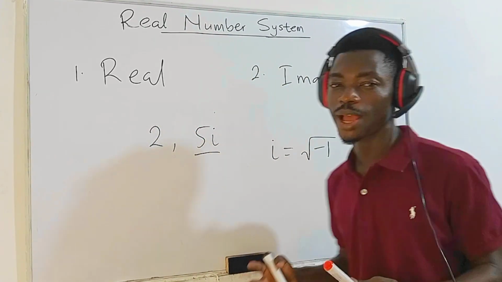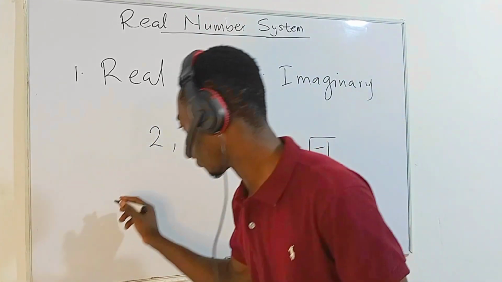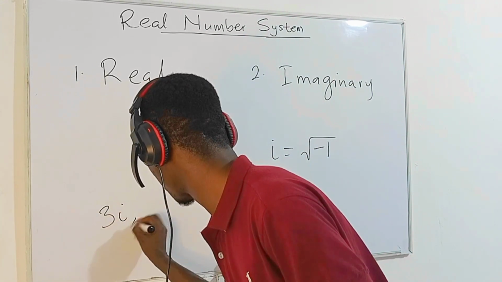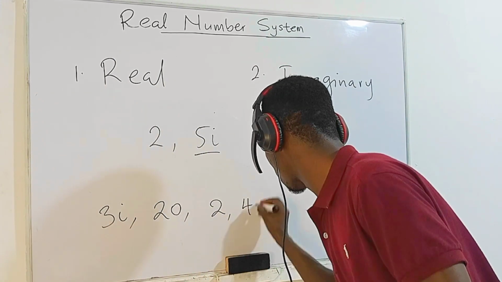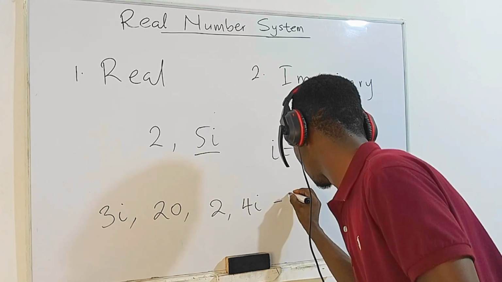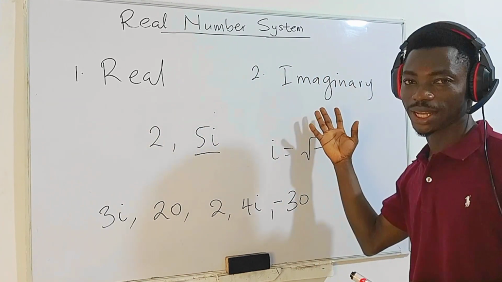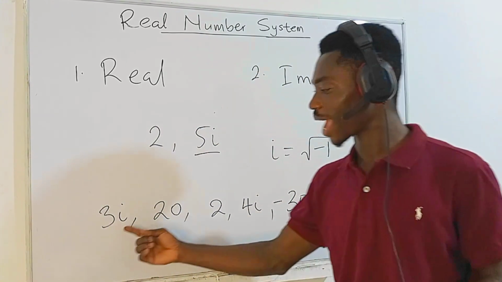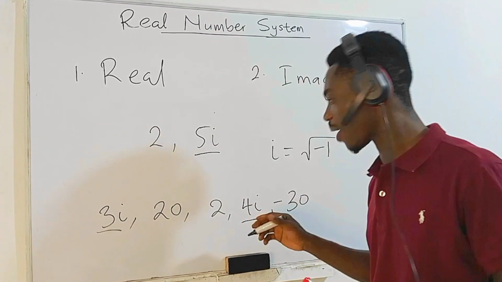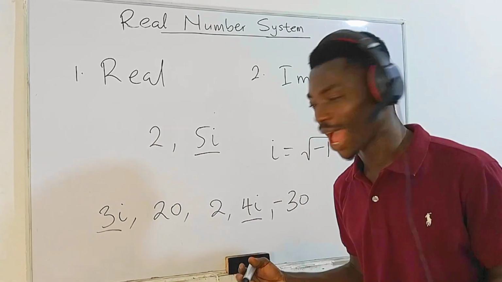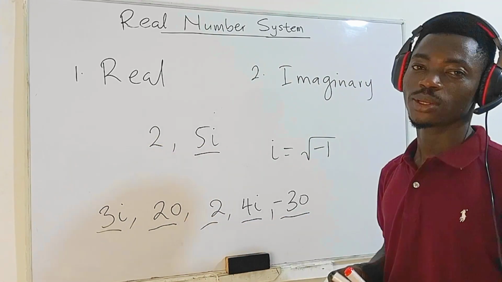All right. So now that we have a fair idea about real numbers and imaginary numbers, let's group the following into real and imaginary. Let's say we have 3i, 20, 2, then let's say 4i, and -30. We are asked to group these according to real and imaginary. Of course, any number that has i in it is imaginary, so these are all imaginary numbers. And those without i are real numbers. So we have this, and this number right here. That is basically it.